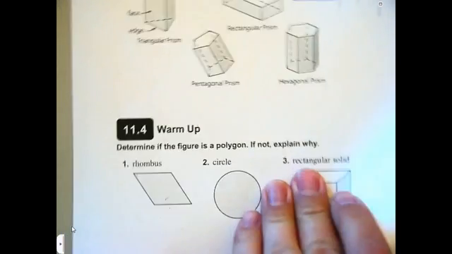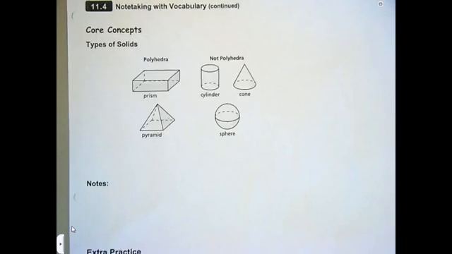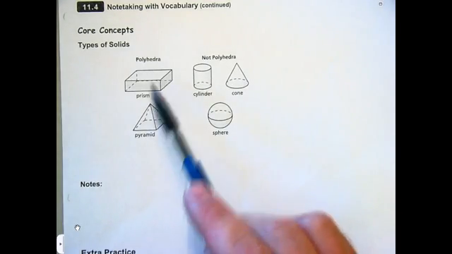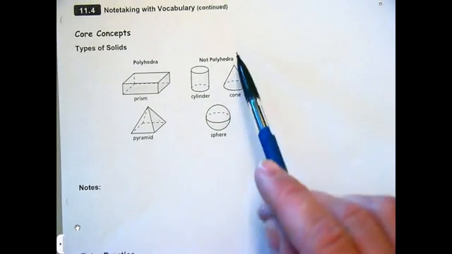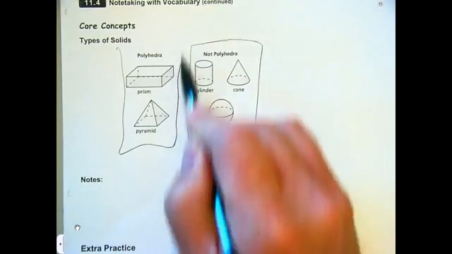All right, very good. So, using that, let's go ahead and take a look at page 332 or 322 of our text, or of our student journal here. Types of solids. All right, so these polyhedra, non-polyhedra. Tell your neighbor why these are not polyhedra, whereas these are polyhedrons.